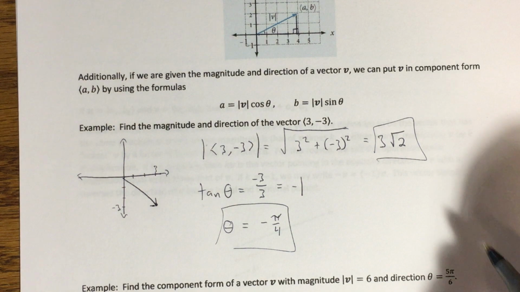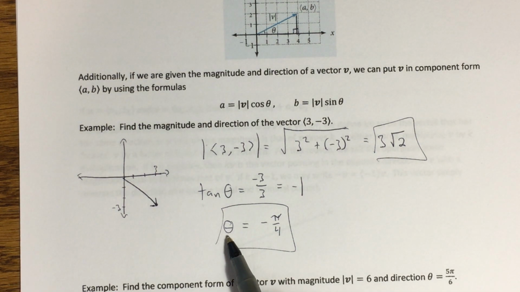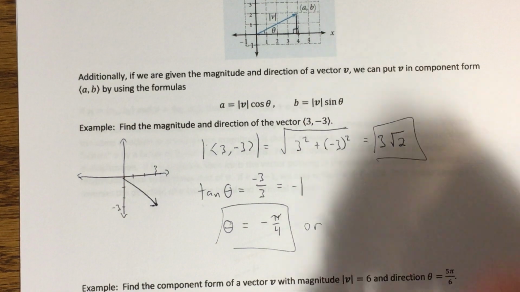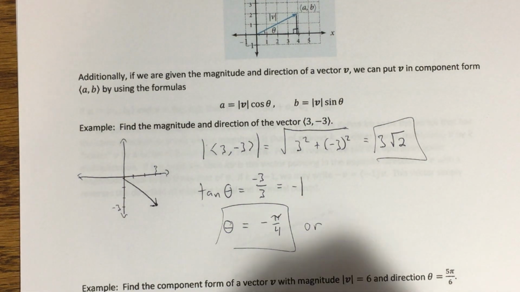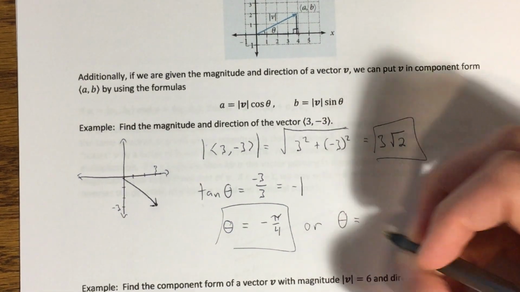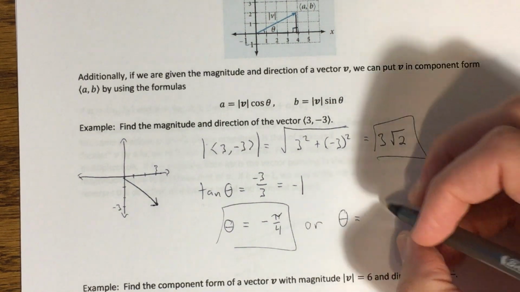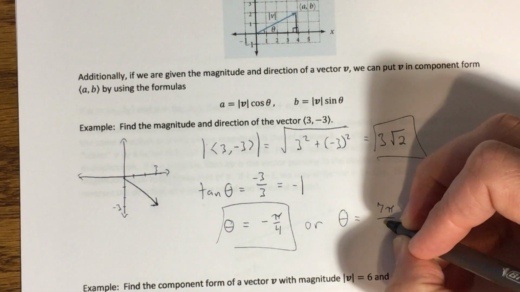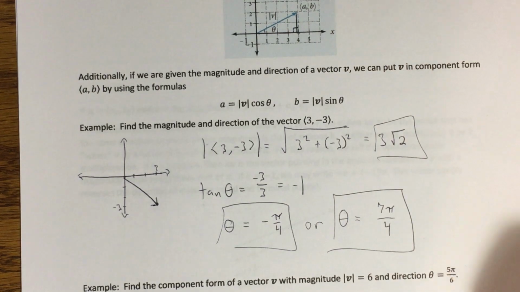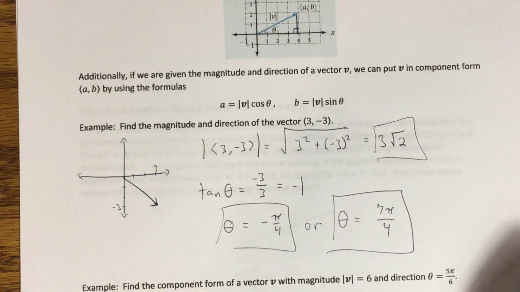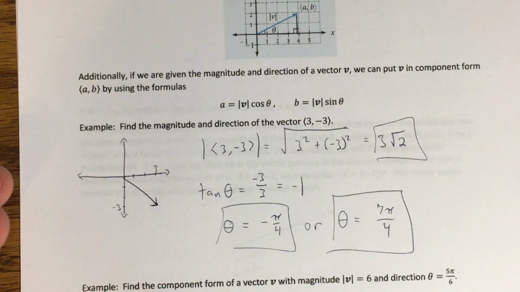Sometimes we may be asked to keep the direction within one revolution of the unit circle. So in other words, I may not want to use negative pi over 4 if the problem is asking me to keep my angle between 0 and 2 pi. So in that case, I'd find a coterminal angle to this. Notice 7 pi over 4 is the same angle in a coterminal sense, but it's between 0 and 2 pi. Okay, so either of those would work.